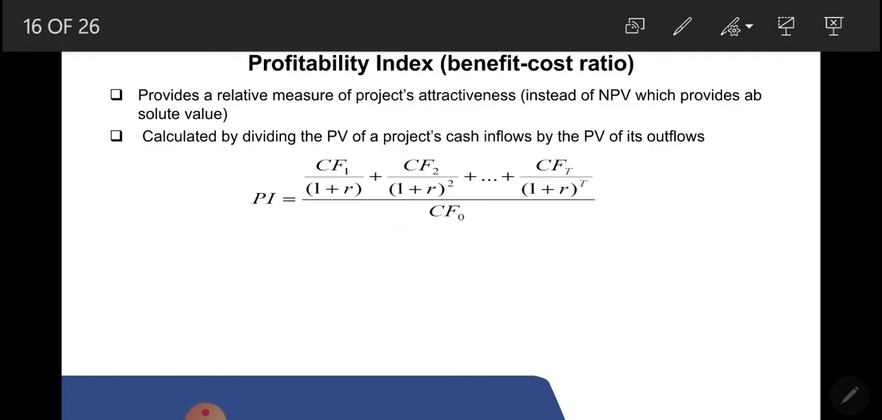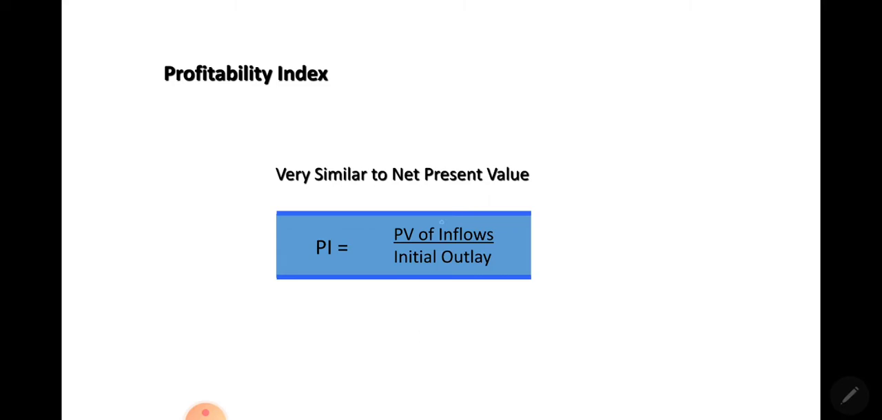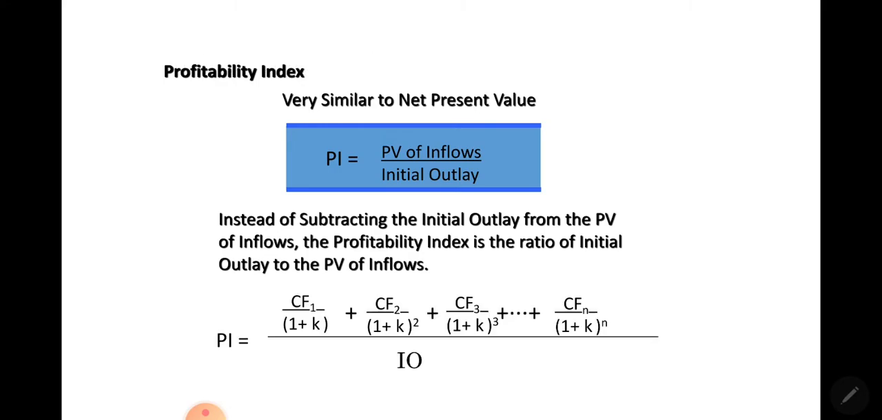I'm going to erase this. So what is the decision rule? We'll come on to this later. ठीक है, so this is the profitability index formula. It is very similar to your net present value. वहाँ पे प्लस हो रहा होता है, यहाँ पे डिवीजन में जा रहा है. Okay. So this is the same formula. Present value of inflows is this, and your initial outlay is actually represented by CF0. Moving ahead.